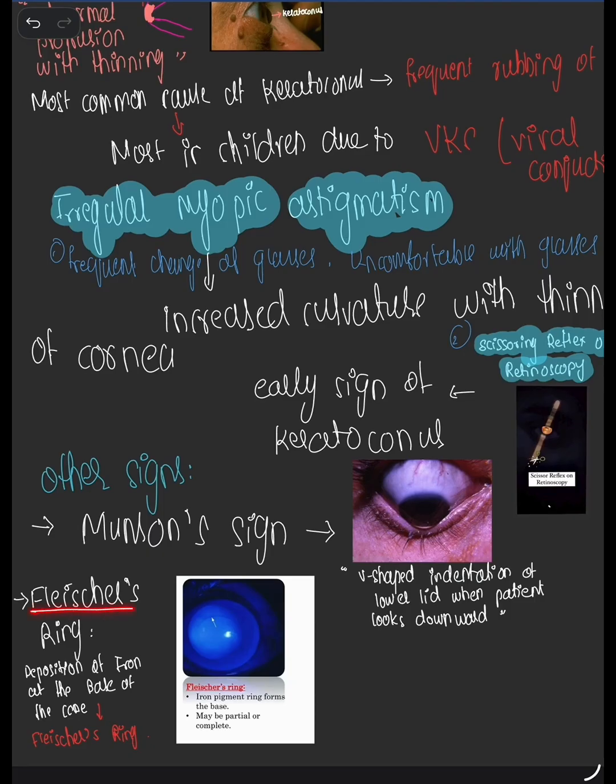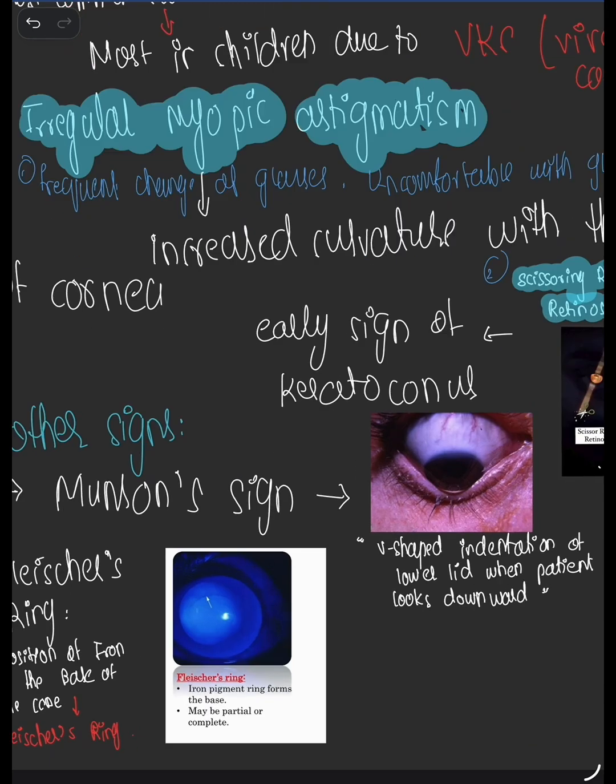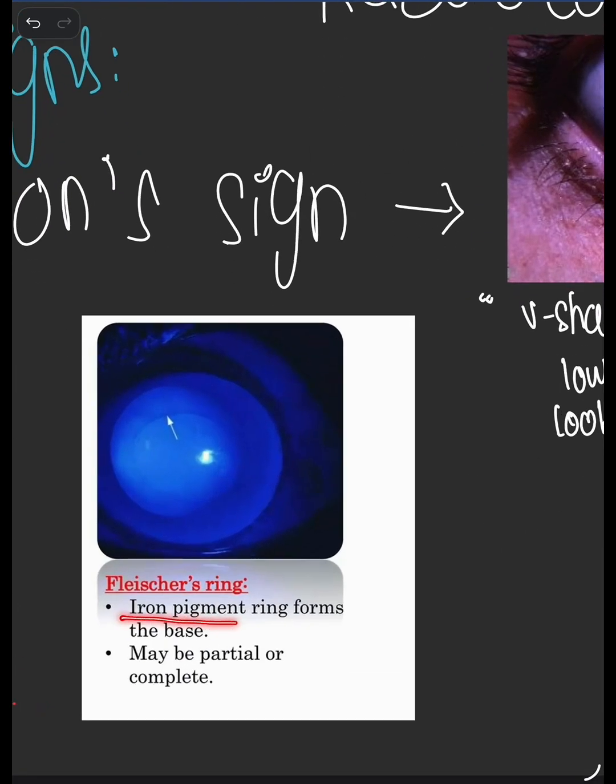Next is the Fleischer ring. What is it? Due to the curvature of the cornea, the tear film is not equally spread on the cornea, so an iron pigment ring forms at the base. So at the base there is formation of an iron ring in the cornea. It is called Fleischer's ring.